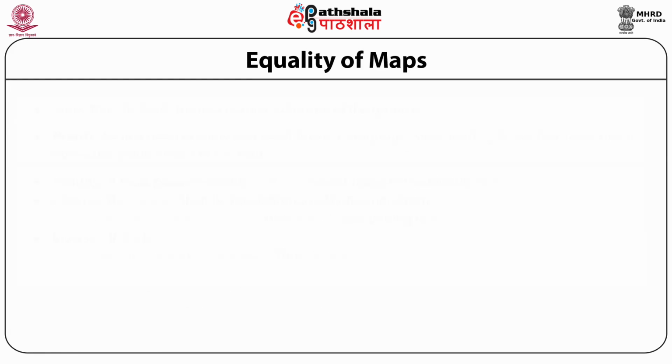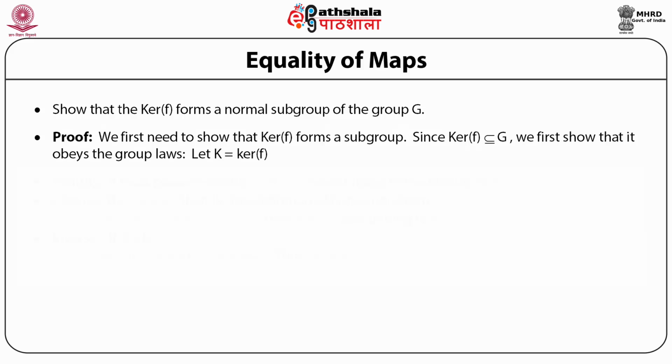We will now prove what we said earlier, that the kernel of F forms a normal subgroup of the group G. The proof goes as follows. We first need to show that the kernel of F forms a subgroup. Then we would show that the subgroup is indeed a normal subgroup. Since the kernel of F is a subset of the group G, we first show that it obeys the group laws. Let the set K consist of all the elements of the kernel of F. Number 1. If it has to form a subgroup, it must obey all the group laws.